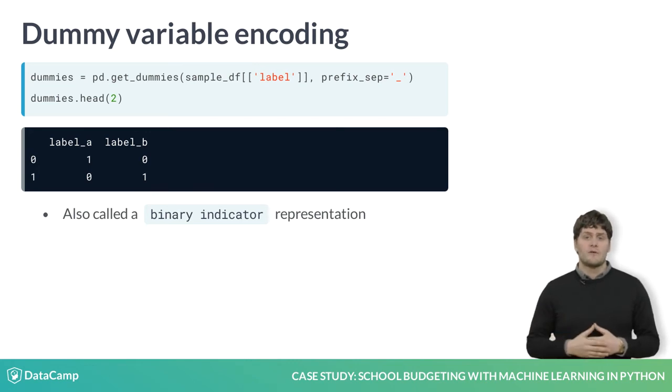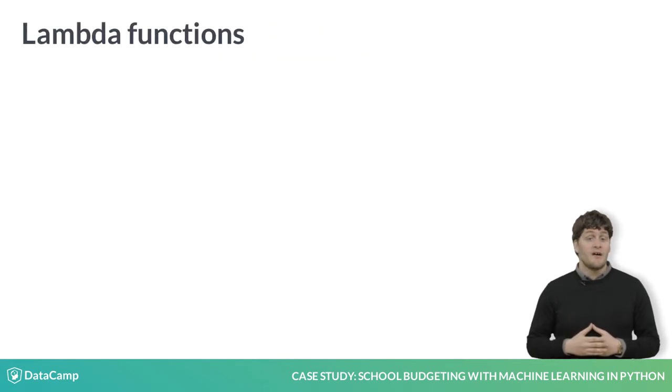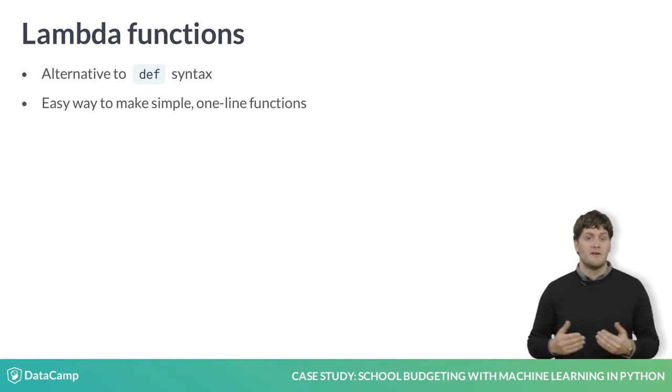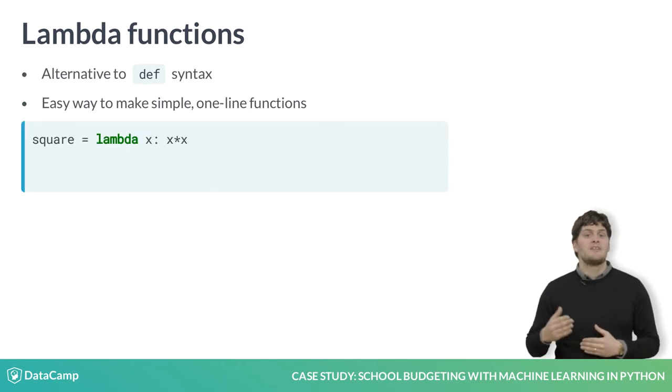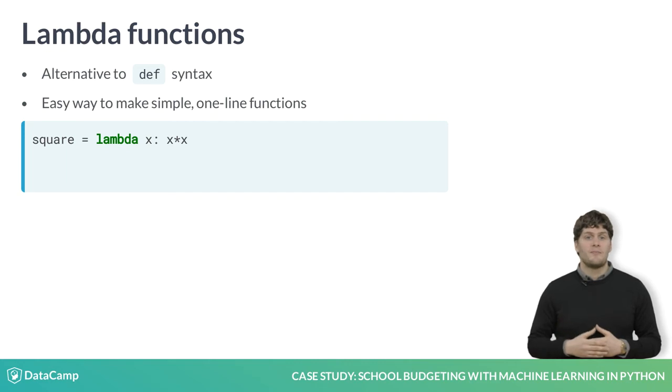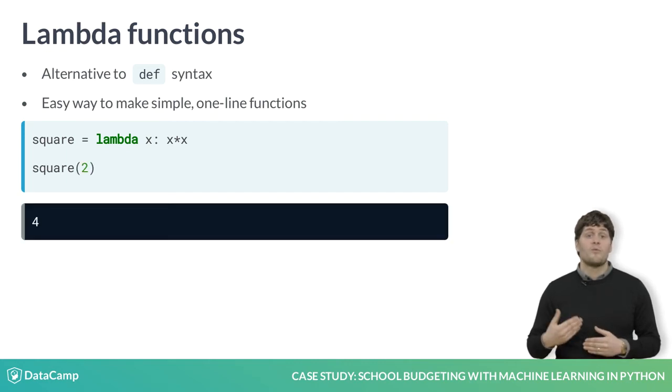Before we create categorical representations of our budget data, we want to mention Lambda functions, a feature of the Python language. Instead of using the def syntax you may have seen before, Lambda functions let you make simple one-line functions. For example, we may want a function that squares a variable. We can define a Lambda function that takes a parameter, the variable x. The function itself just multiplies x by x and returns the result. We can call this function just like any other Python function, and it returns whatever the one line of code evaluates to.